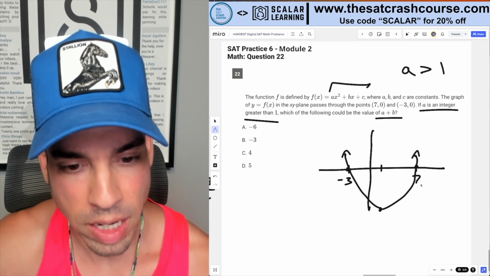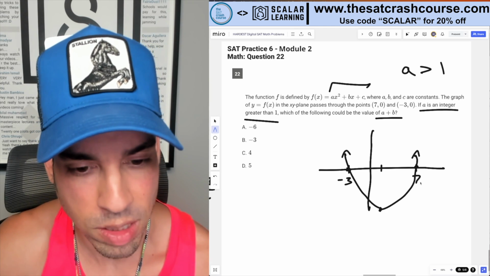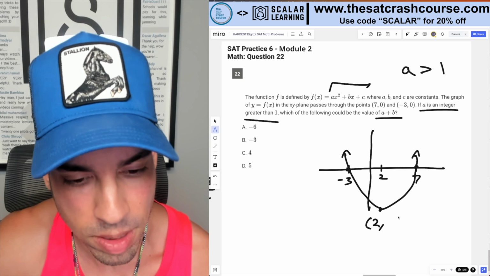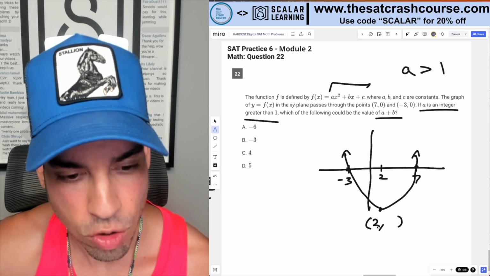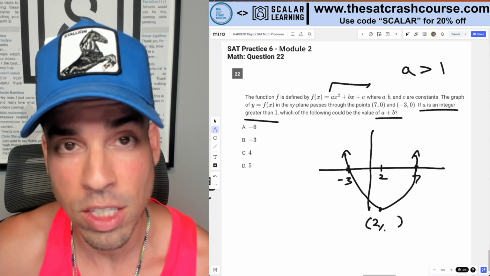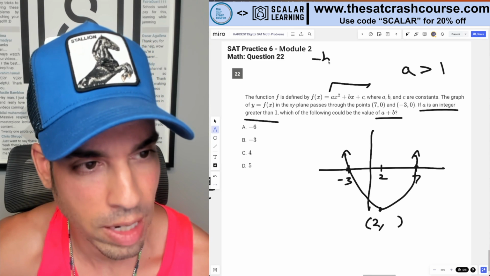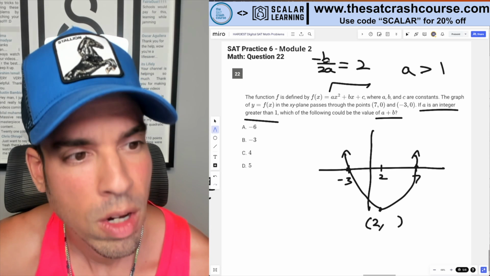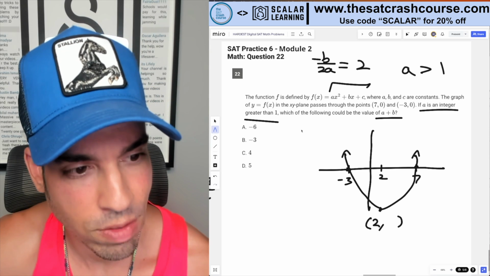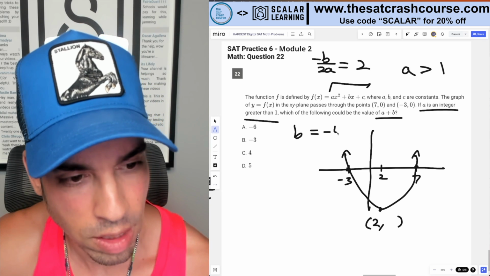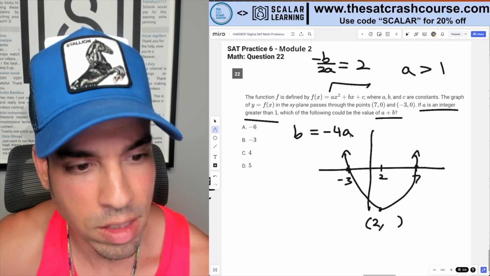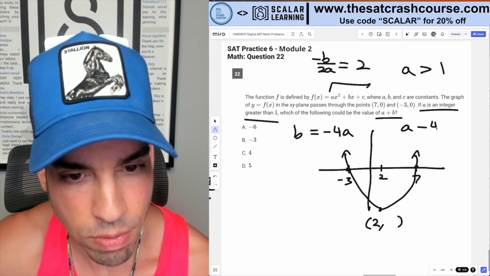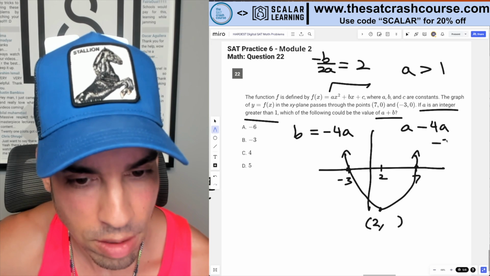And what's in the middle of -3 and 7? We have to take the average. -3 plus 7 is 4, divided by 2 is 2. So I know my vertex is 2 comma something. Now the reason this is great is because the x value of the vertex is equal to -b over 2a. So -b over 2a must be equal to 2. Multiply both sides by -2a, and we get b equals -4a. So already I can substitute in -4a for b. So I got a minus 4a, which is -3a.